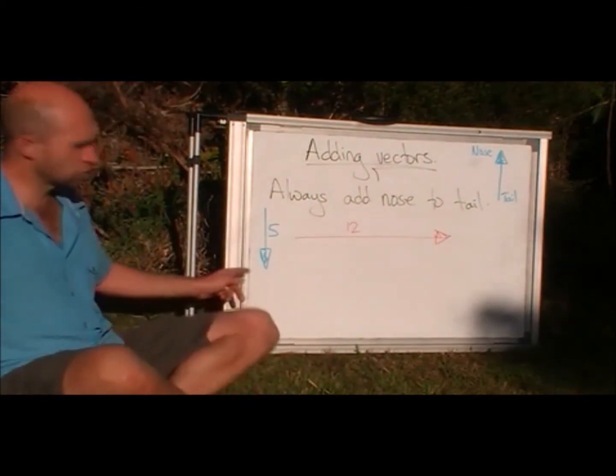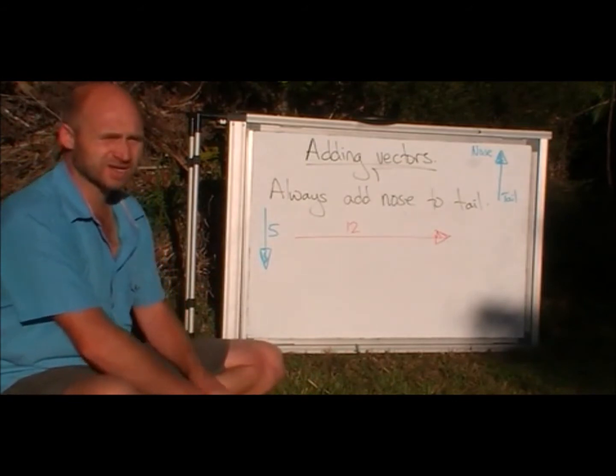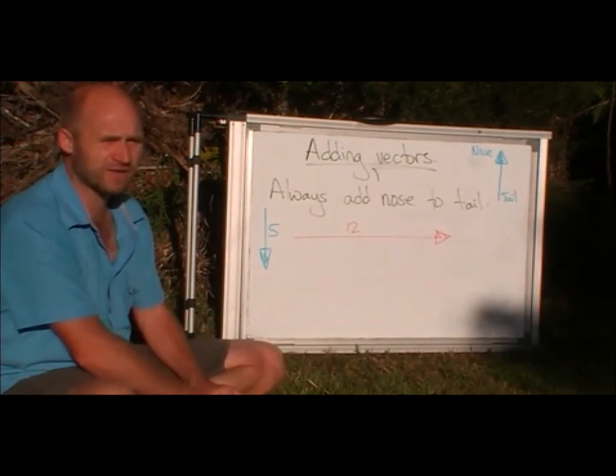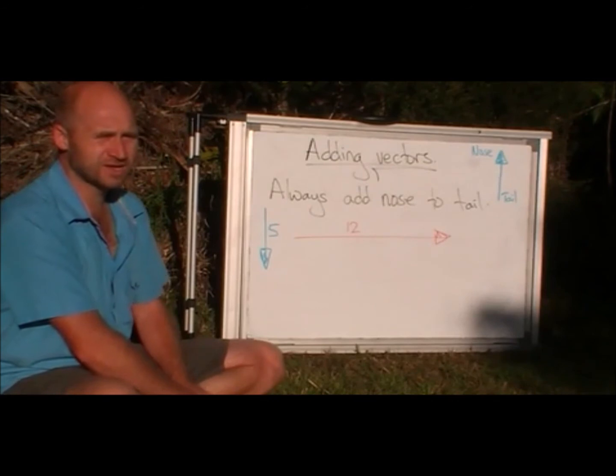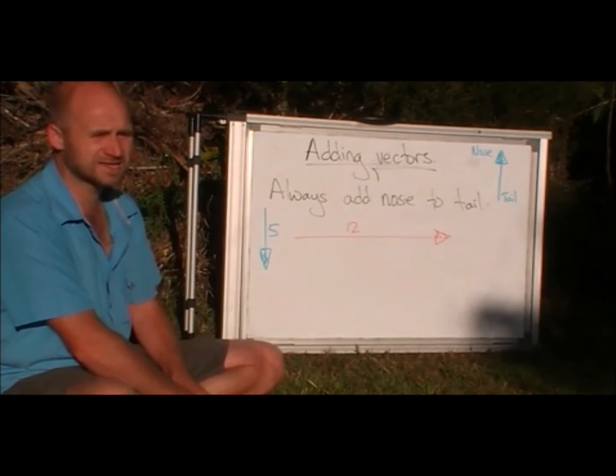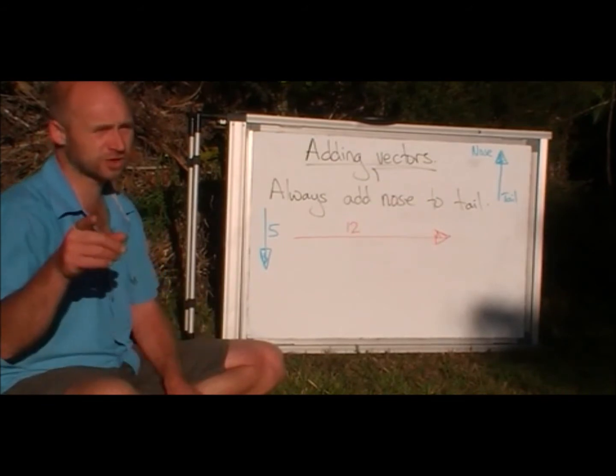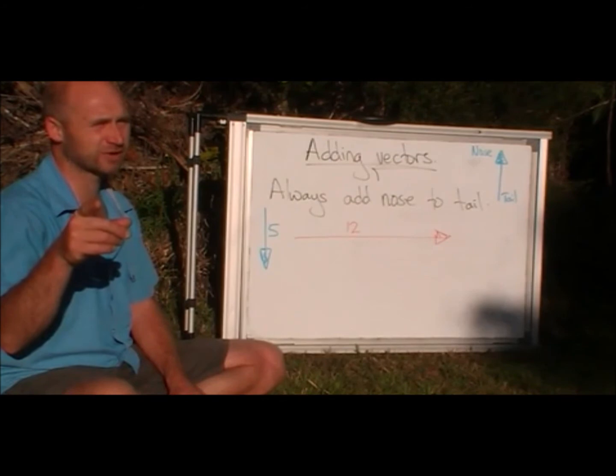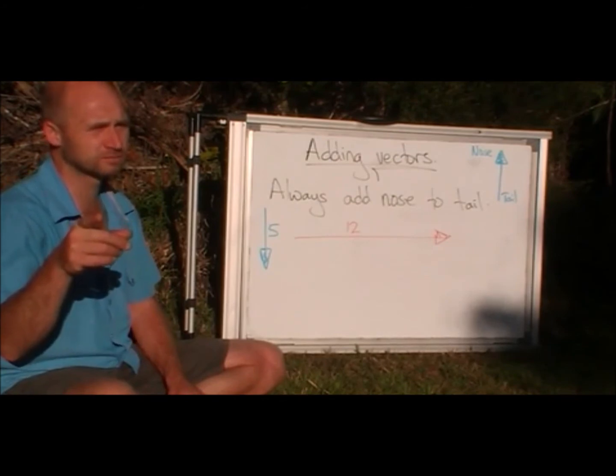I want you to once again join those two vectors, the 5 and the 12, together, nose to tail, and then work out the size and direction of the resultant. It's best for your learning if you pause this video now. Don't just watch me do it.